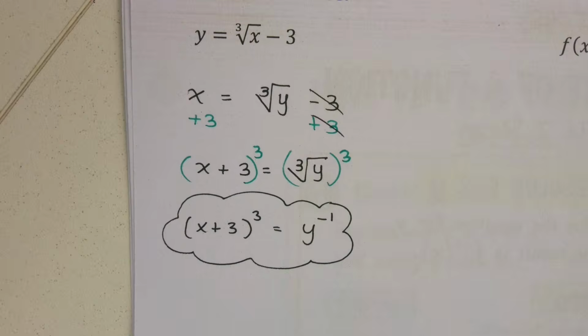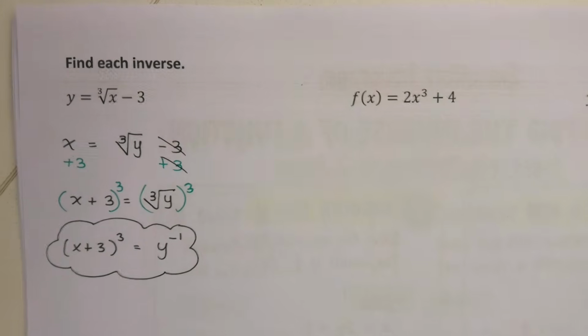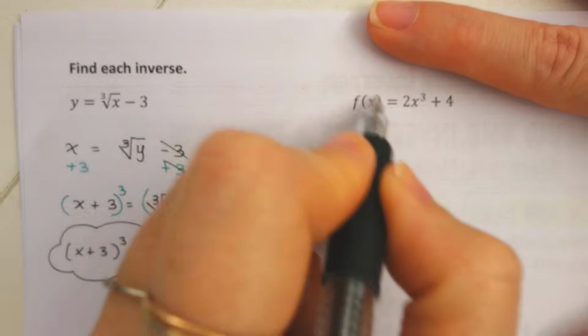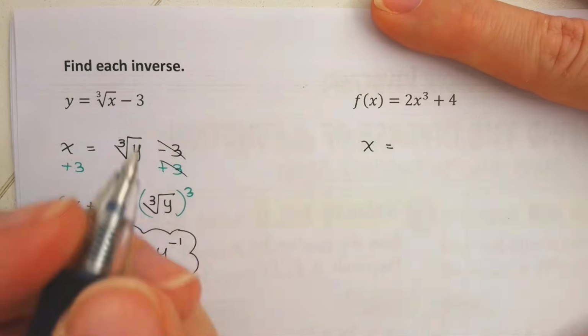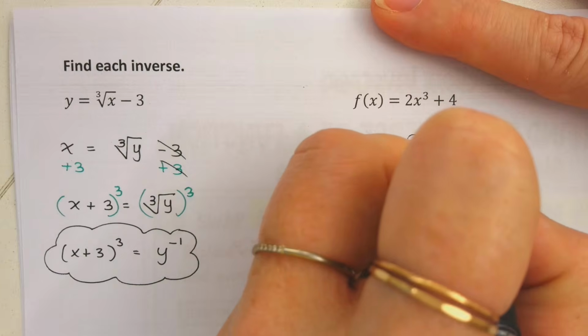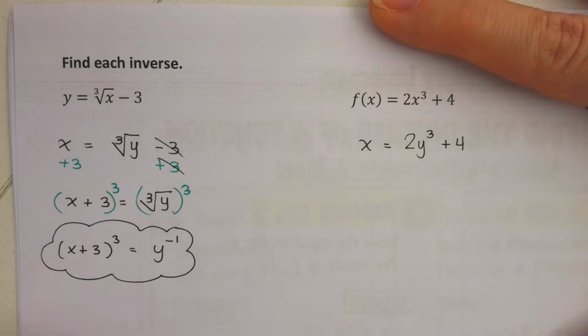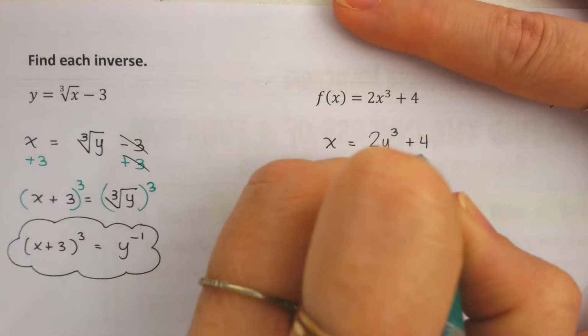Okay, second one's kind of the same, but opposite. It has a cube in the answer, so we're going to eventually need a cube root somewhere. What's going to be my first step, though? Not yet. Swap your x and y, right. And f of x technically is your y, so in place of this y, we'll put in x equals. In place of 2x to the third, we're going to write 2y to the third plus 4. Now we can work on getting that y by itself. What's step 1 for getting y by itself? Subtract.